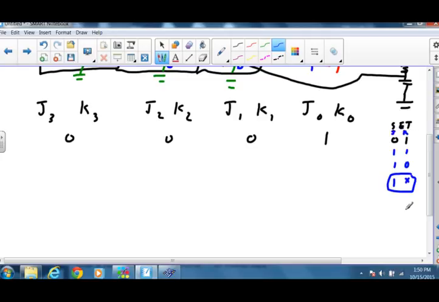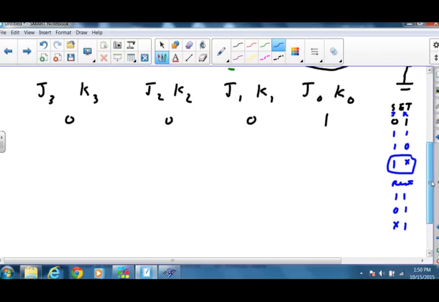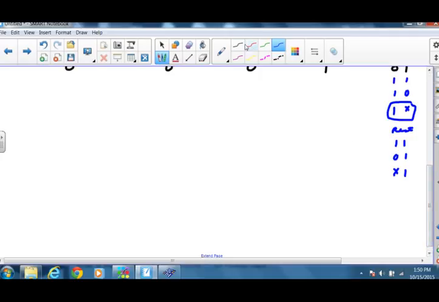If I want to do a reset, I could do that with a toggle, or I could do that with a 0, 1. So if I want to reset, I don't care, 1. Okay? If I have a 1, 1, and if I have a 1 and I want to keep it, what am I going to do? Well, I can have a 1, 0, or I can have a 0, 0.